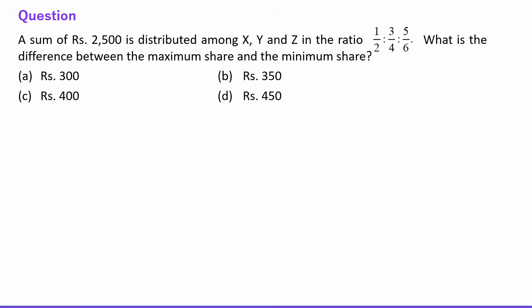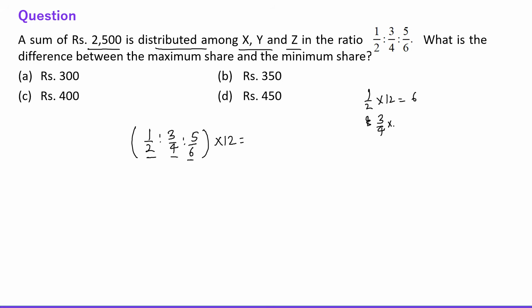Next question is, a sum of 2500 is distributed among x, y and z in the ratio 1 by 2 is to 3 by 4 is to 5 by 6. Everyone, here, what is the LCM of these denominators? The LCM of these denominators is 12. So just multiply all the numbers with 12 to make them into integers. So 1 by 2 into 12 becomes 6. 3 by 4 into 12 becomes 9. 5 by 6 into 12 becomes 10.